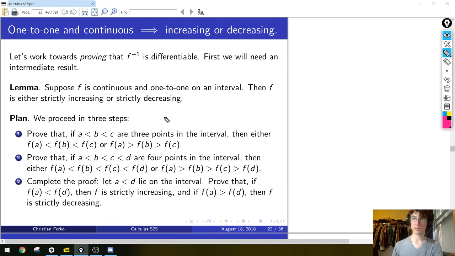So here's the lemma. Suppose f is continuous and one-to-one, which we've just defined. It means it passes the horizontal line test, on an interval. Then f is either strictly increasing or strictly decreasing.